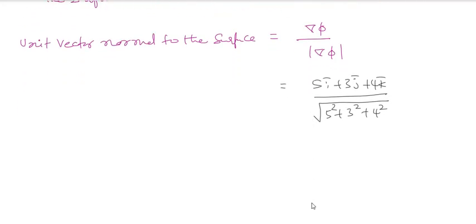Am I correct or not? So what will I get here? You will have some value. So that is 5i bar plus 3j bar plus 4k bar divided by the root of 25 plus 9 is 34, plus 16 is 50. You will have some value, root 50 will be there. Check it out, cross verify it. Some value will be there. So this is a unit vector normal to the surface.